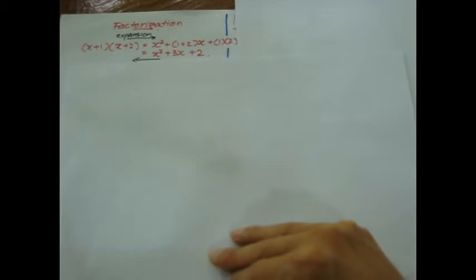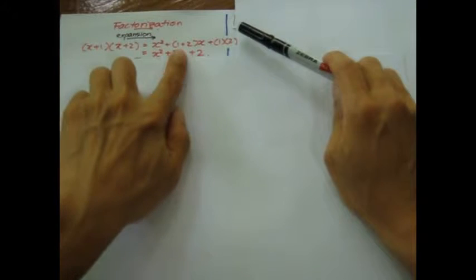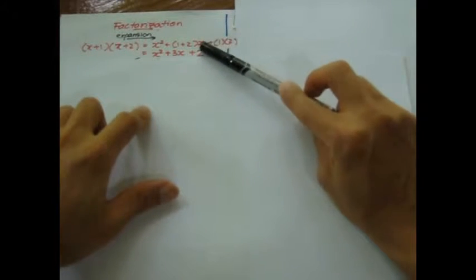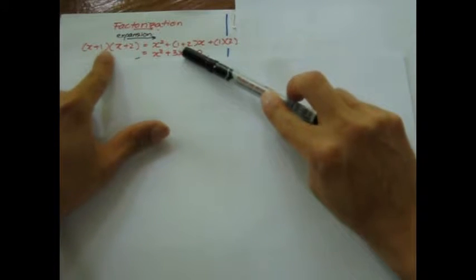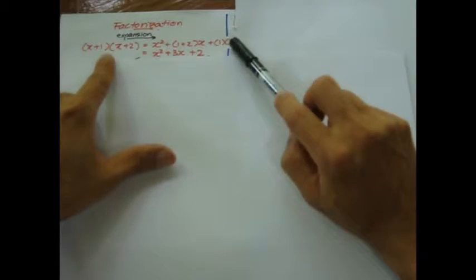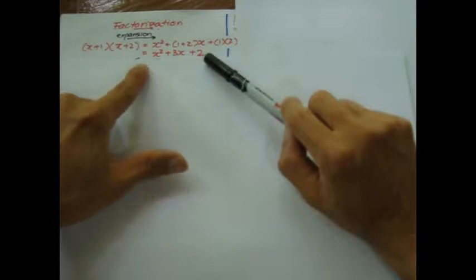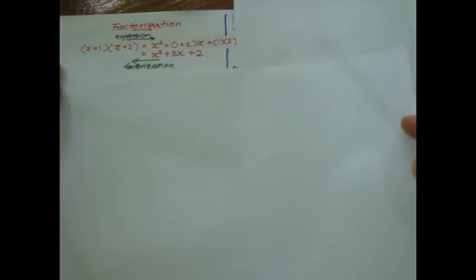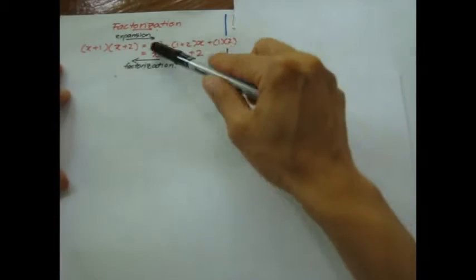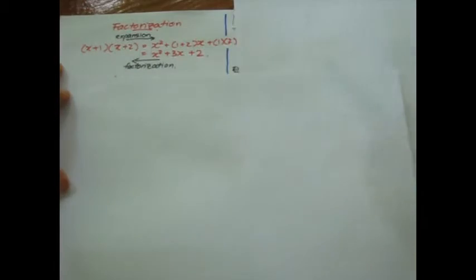When we were given an expression like this before, x plus 1 times x plus 2, we can expand it like this: x squared plus 1 plus 2 times x, plus 1 times 2. That is, here is the sum of the constant terms, here's the product of the constant terms, and if you simplify it, you get x squared plus 3x plus 2. Factorization is basically a process that brings x squared plus 3x plus 2 back to these particular factors.